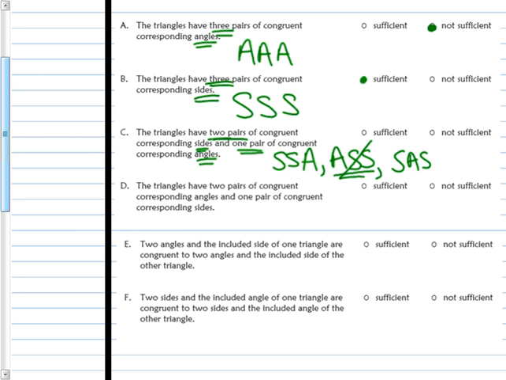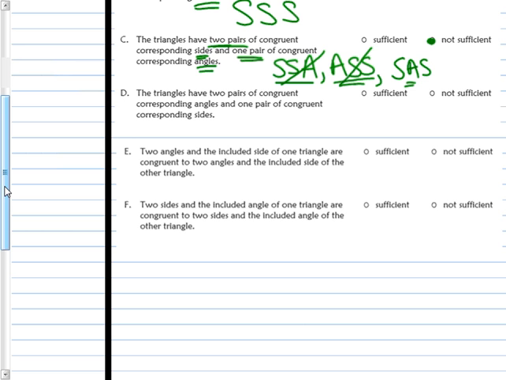Now, we do know that we can prove something congruent using the side angle side theorem. However, in order for that to be true, it would have to say the included angle. Does this say included angle? It doesn't. It just says two pairs of sides and one angle. And since it could be written as SSA or ASS, which is SSA backwards, which is also incorrect, we cannot guarantee just by this information that they are congruent. So that is not enough information.